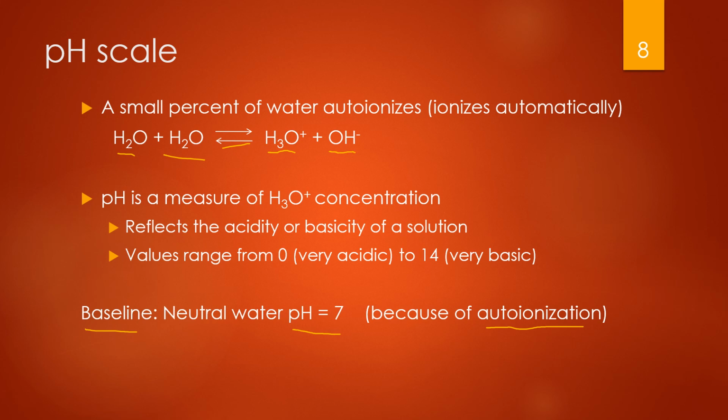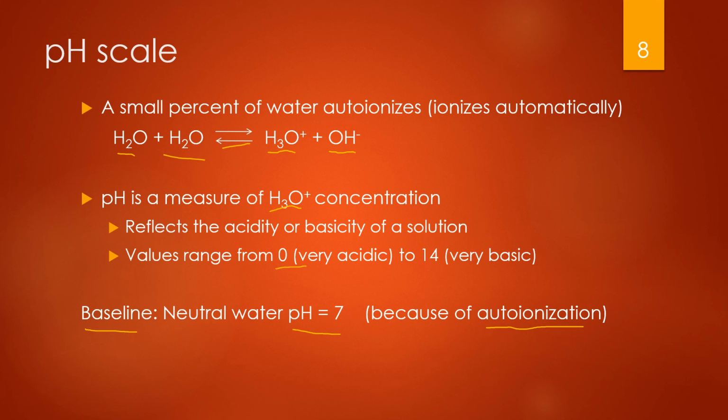If it wasn't for this autoionization, we wouldn't be able to measure the pH of water, because in order to measure pH, we're measuring the concentration of that H3O+. So if H3O+ didn't form, pH could not be measured. So we're measuring the concentration of those protons, those H pluses. And by measuring that, we can figure out the acidity or basicity of a solution.